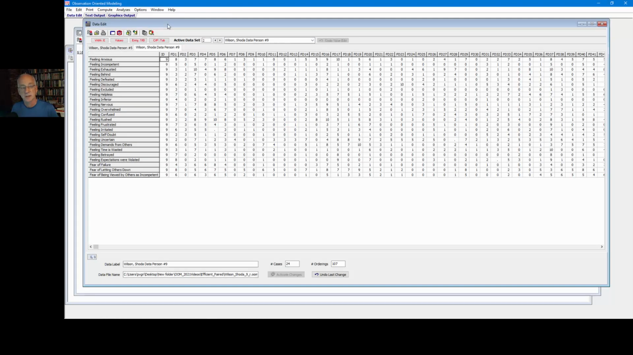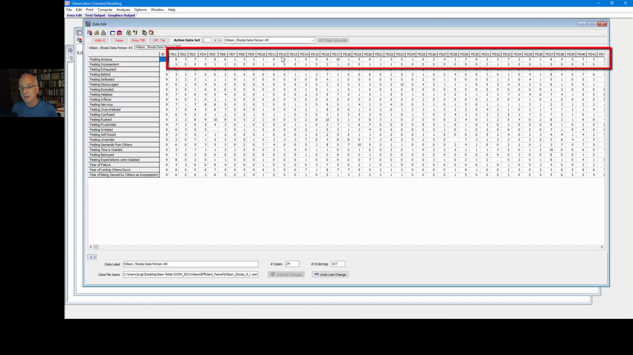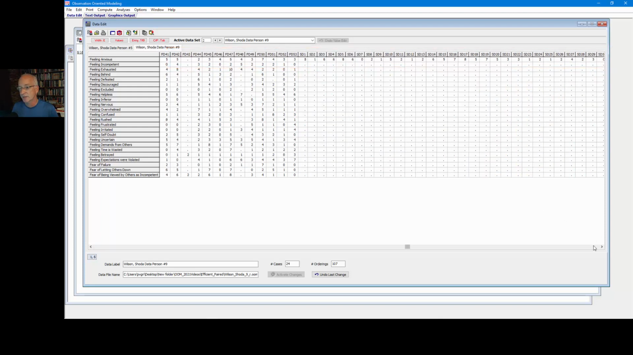So here we are in the software. Notice that I have data open for participant number 9 and also participant number 5 from the study. Let's quickly orient ourselves to how I have these data set up. Down the side, the rows, I have the various feelings and fears that were rated by this individual. Across the top, we have the different daily ratings of those feelings or fears. So FD1 is day 1, day 2, day 3, day 4, and so forth. If I scroll over for this individual, I see that there are 53 days worth of ratings.